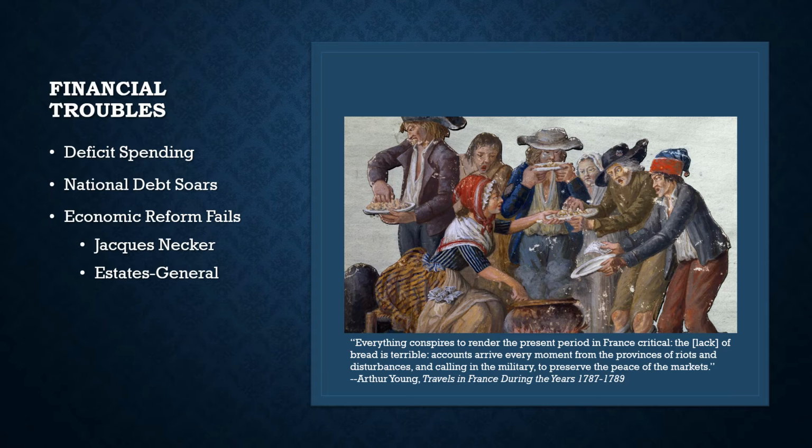Financial troubles. Economic woes in France added to the social unrest and heightened tensions. One of the causes of the economic troubles was a mushrooming financial crisis that was due in part to years of deficit spending. This occurs when a government spends more money than it takes in. Right? So deficit spending. The government was spending more money than it was actually bringing in. So it's going to run a deficit.